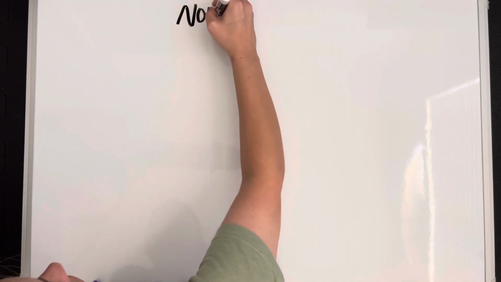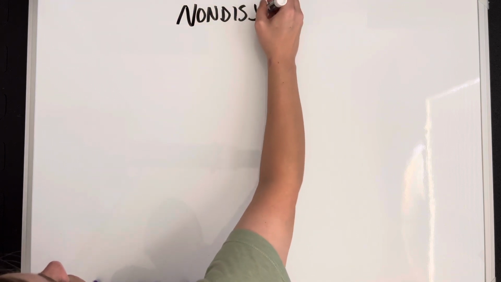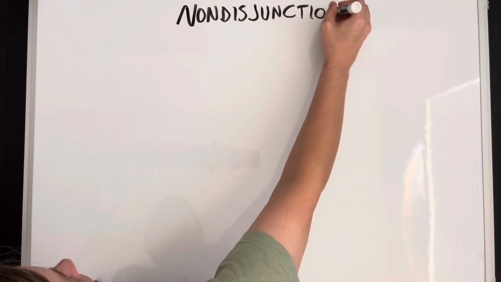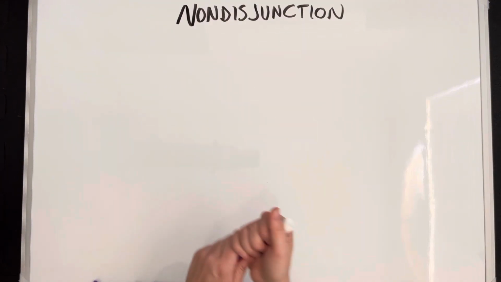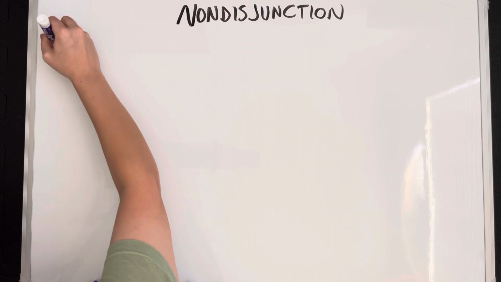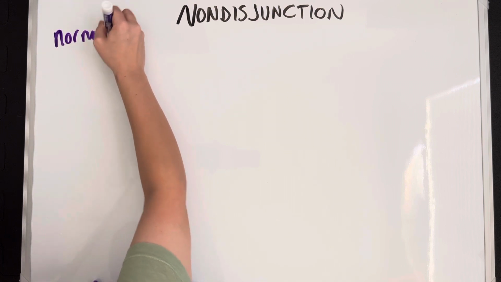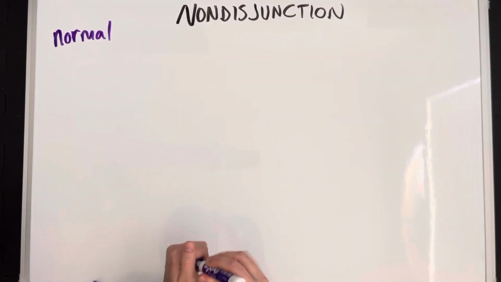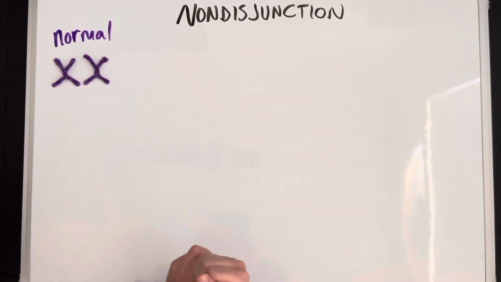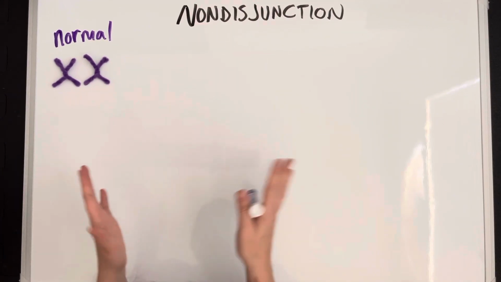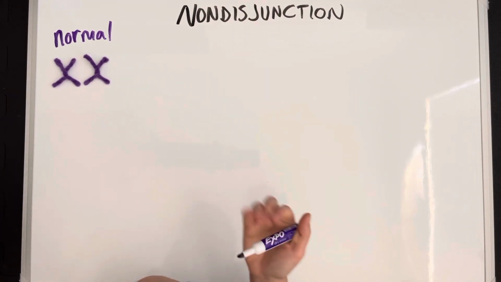All right, we're really here to learn about non-disjunction. Non-disjunction happens in meiosis when chromosomes fail to separate properly. So let's recap normal meiosis. And we'll use a pair of chromosomes. Little chromosomes. We actually have 23 pairs. There's really not enough room for all that, so we're just going to represent it with one pair.